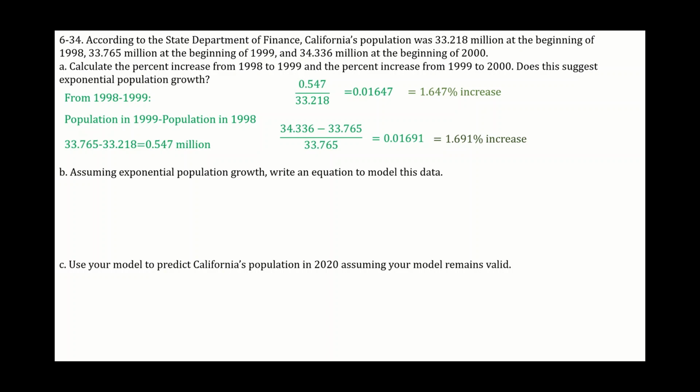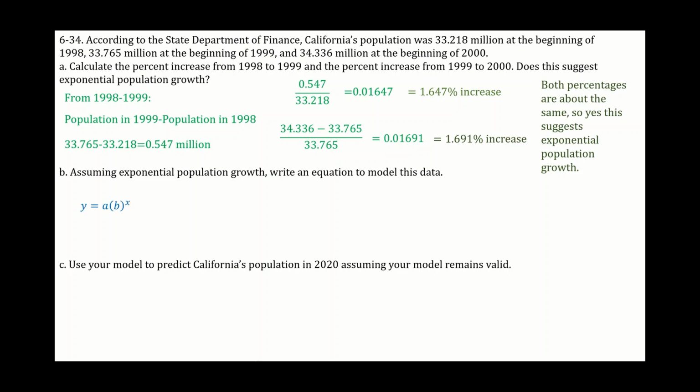Now, does this suggest exponential growth? Well, 1.647 and 1.691 are pretty similar, so yes, I would say that because the percentages are about the same, this is exponential population growth. Okay, part B, assuming exponential population growth, write the equation to model this data.